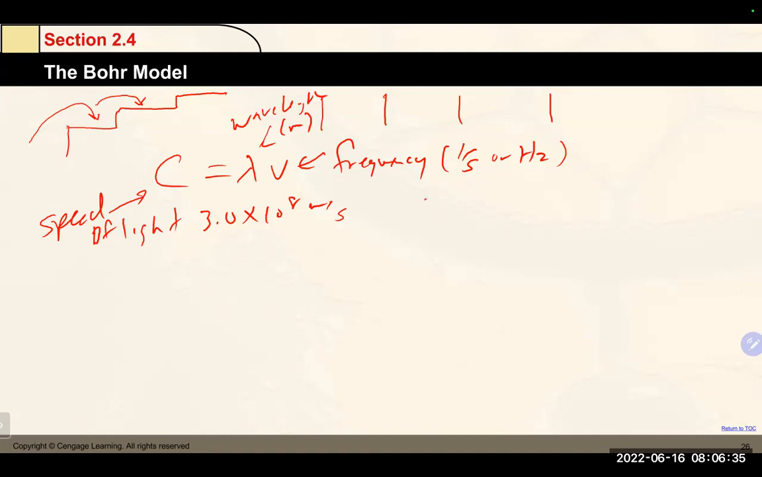We also saw energy is equal to h times the frequency, h here being Planck's constant, which is 6.63 times 10 to the minus 34 joule seconds, also a constant. And then obviously this is a frequency, which would be 1 over seconds in this case.